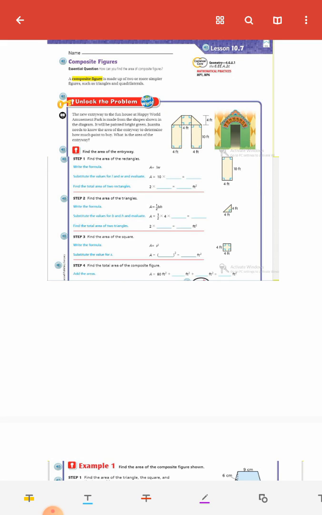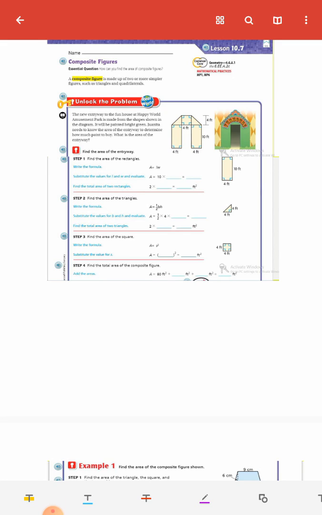Before knowing the area of composite figures, first of all we need to know the meaning of this word. Composite figure means the figure is made up of two or more simpler figures, such as triangles and quadrilaterals.